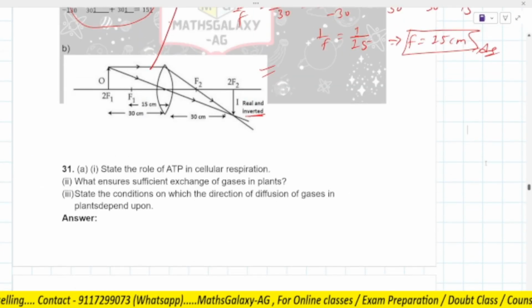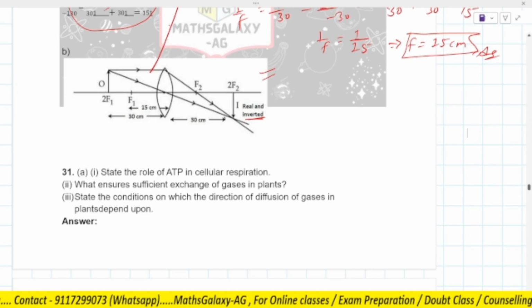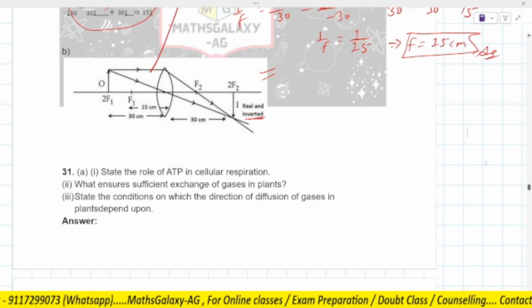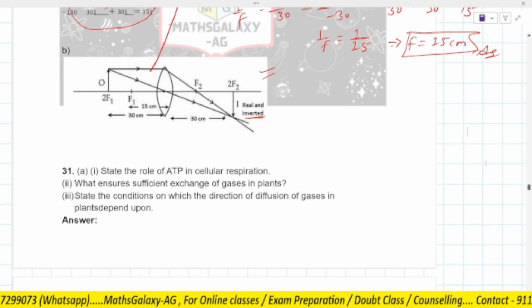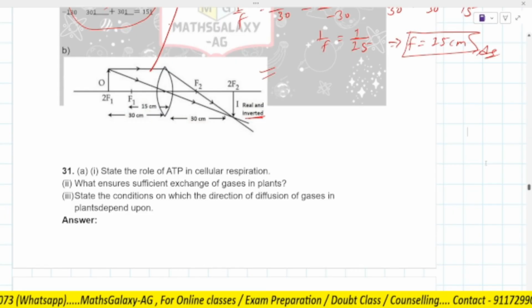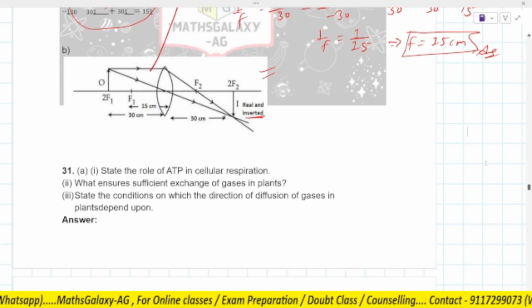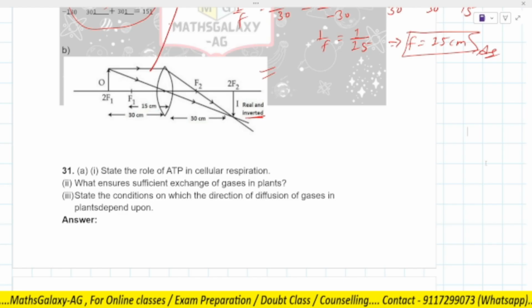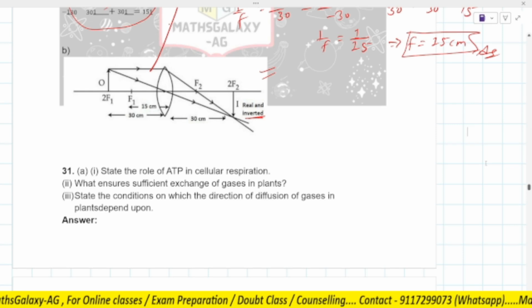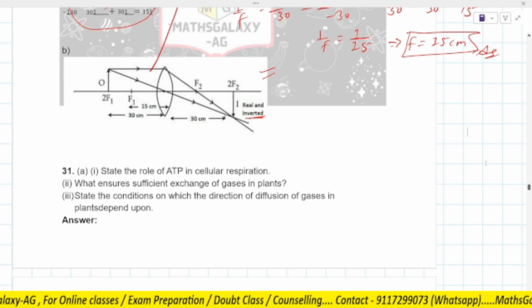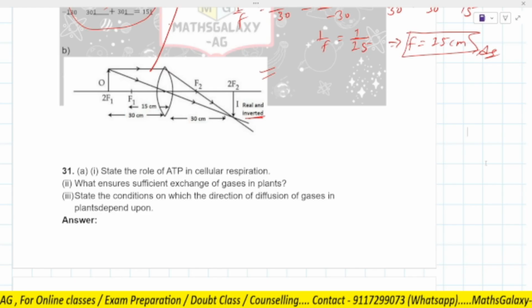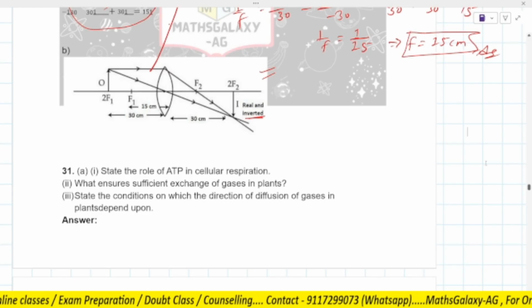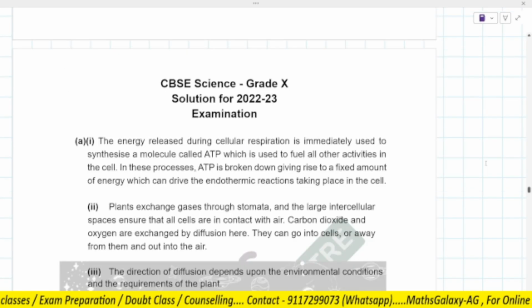Is it clear? Now state the conditions on which the direction of diffusion of gases in plants depends. Can you explain it? Direction of diffusion. Exchange of ions something. What are the conditions required? What you said? Ions, okay. Yes. And the other? I don't know. Let's see the explanation, okay?